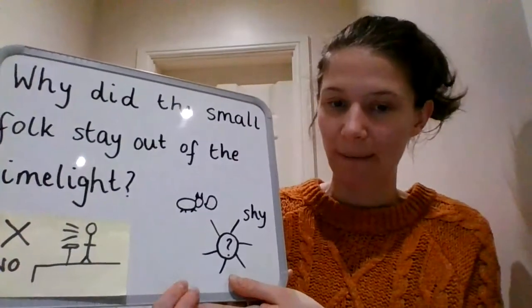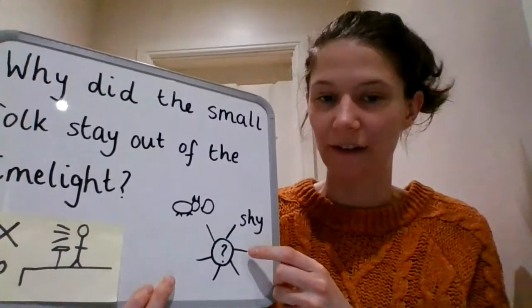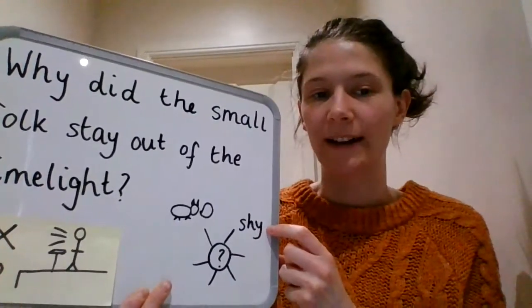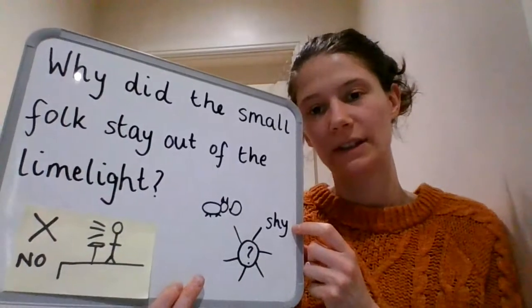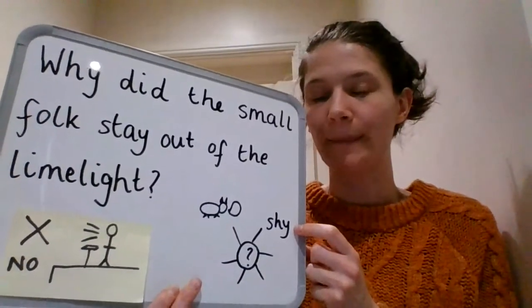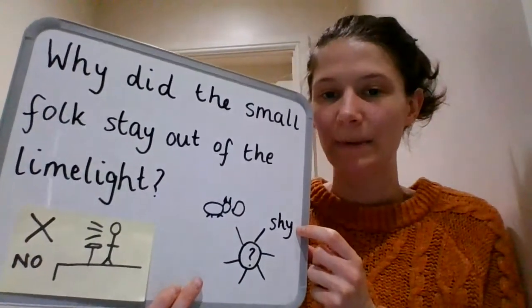So I started a mind map over here. I've put my question in the middle. And I put one adjective, shy. I thought maybe they wanted to stay away from other people because they were shy of them. They didn't want them to know that they were there. Maybe they didn't really want to talk to them.